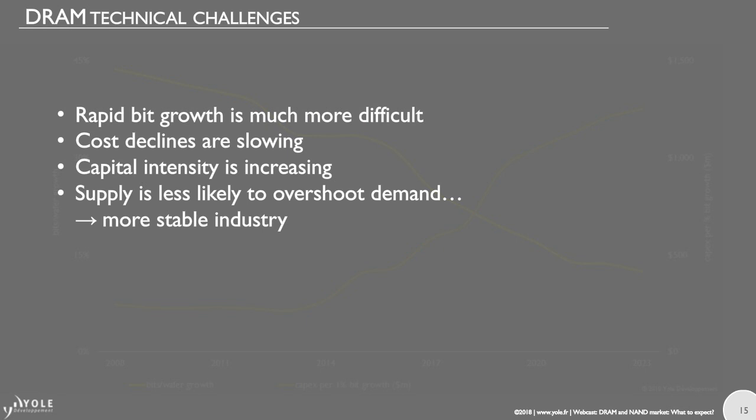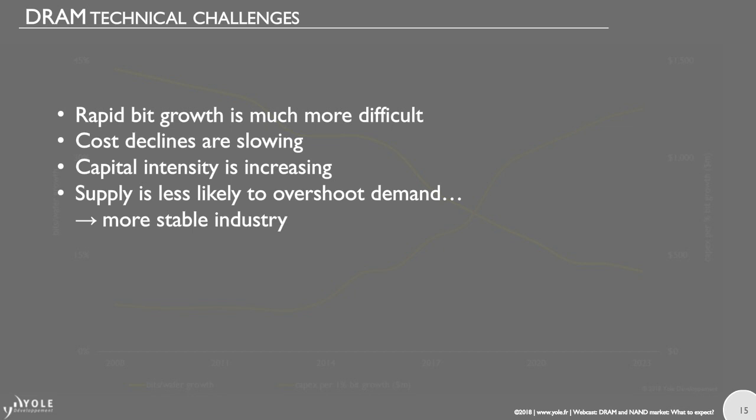So the outcomes of these technical challenges, first of all, it's very difficult to grow bit supply very quickly in DRAM. Whereas in the past, you could simply shrink the die and grow bits on a wafer 45% a year. We're down to 20% a year now, and that's going to be down to under 15% very soon. So it's very difficult to grow supply quickly by just shrinking the die. Secondly, cost declines are slowing.